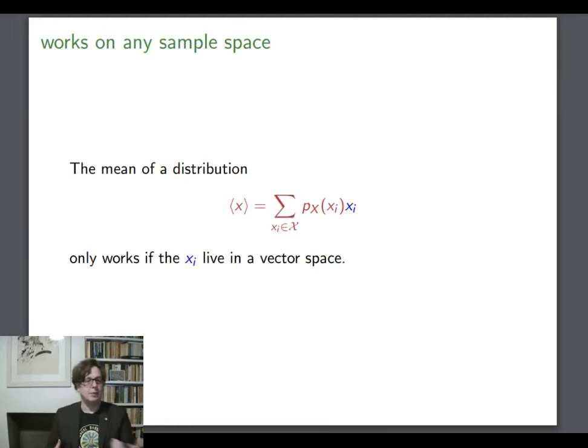When we think of expected values, one of the first examples that we think of is the mean, the expected value of x itself. So the expected value of x is the sum of the p of xi multiplied by xi, summed over all possibilities xi. But this only works if xi are in a vector space, because we have to sum them.